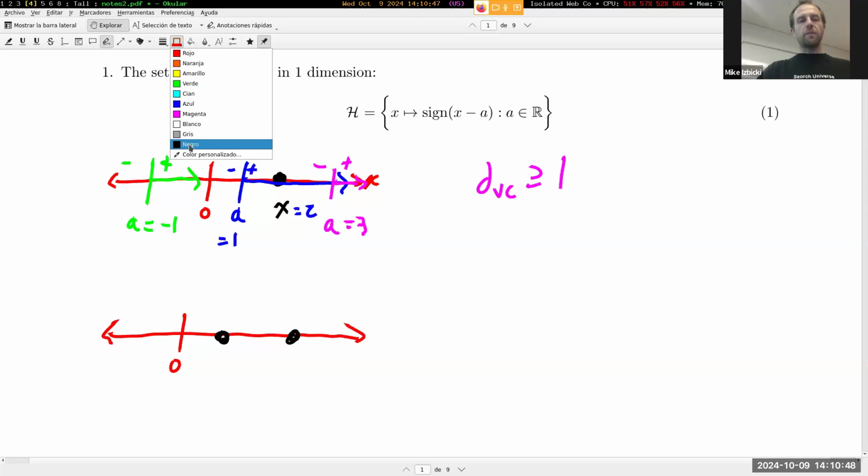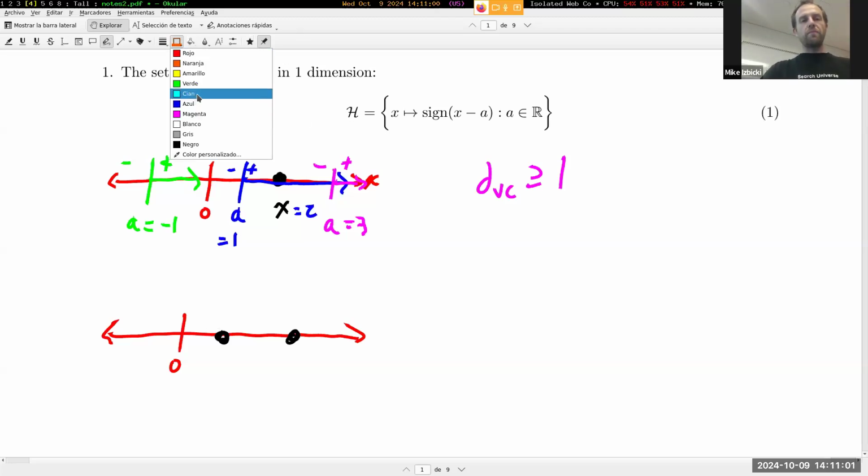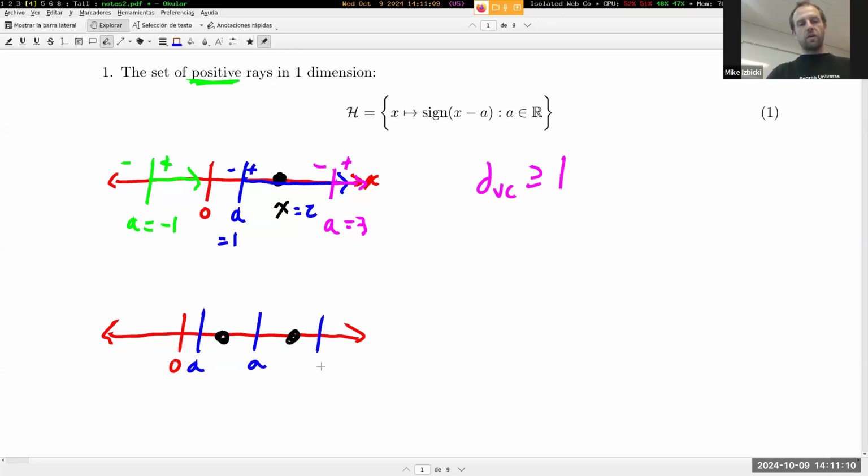But all data sets of size 2 are going to be somehow representable like this, where you have 2 points on the line. And there's 3 meaningful ways that we can draw rays here. One where the a value is right here, one where the a value is here, and one where the a value is here. And all the other possible versions of a are somehow going to be the same as these 3 a values.